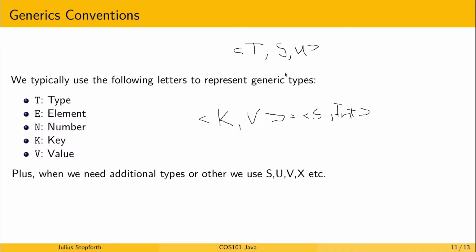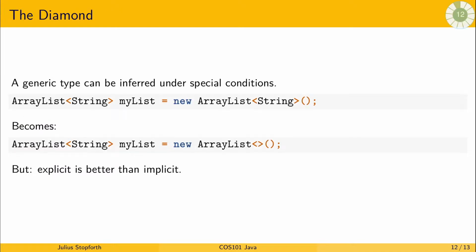If you have 3 different types in something that you're using, you would use single capital letters as well. So the big thing is that generics are just placeholders. We can write fancy code, and then at compile time, those templates are filled in with the types that we give it. We can also infer these types. Under special conditions, we can actually leave out the second type.